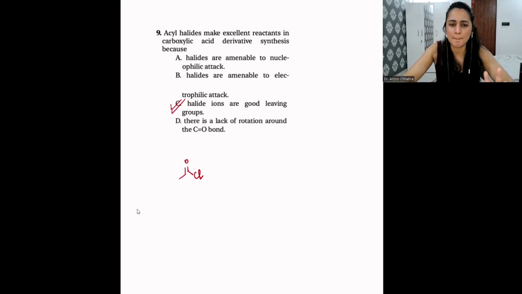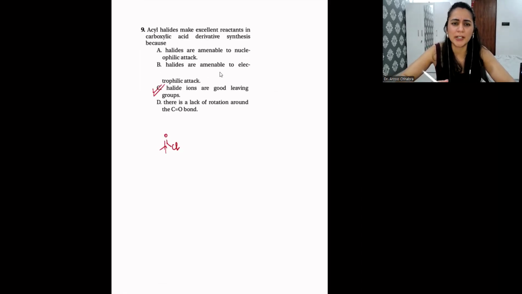Also not really true. The carbonyl carbon is amenable to nucleophilic attack. Halides are amenable to nucleophilic attack. That's also not true. All right.